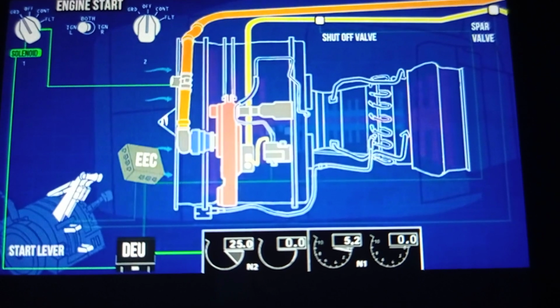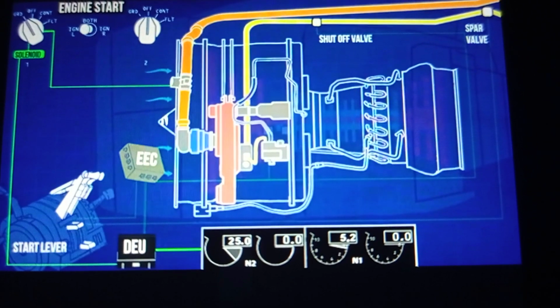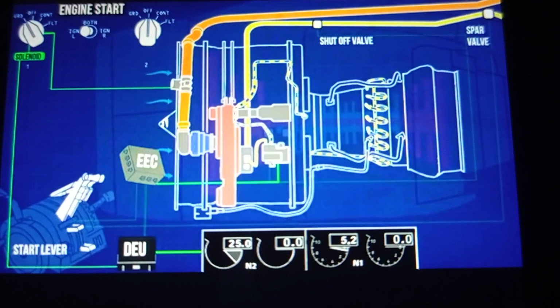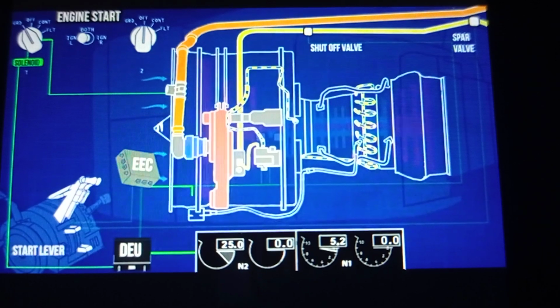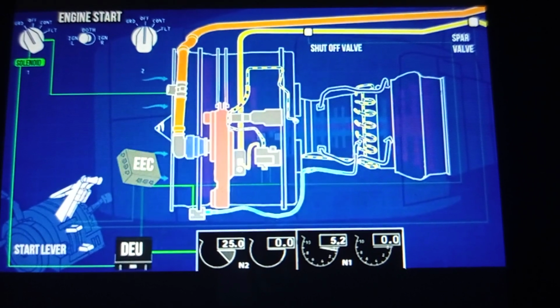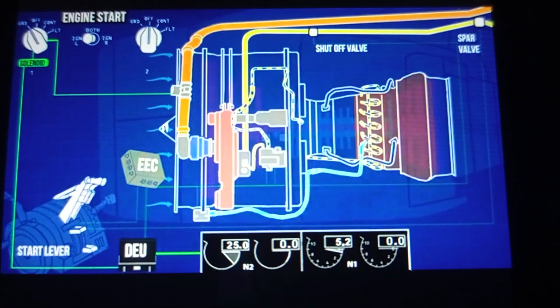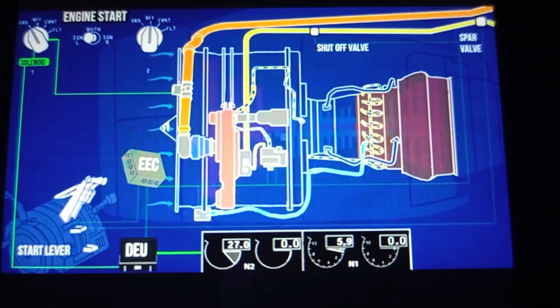EEC now controls the rate of fuel flow by controlling the fuel metering valve, which transfers the fuel into the combustion chamber through the fuel nozzles. At the same time, EEC commands the ignition exciter box to ignite the fuel-air mixture in the combustion chamber with the help of igniter plug. The combustion increases high-pressure and low-pressure turbines rotation. This shoots up the N1 and N2 rotors RPM.